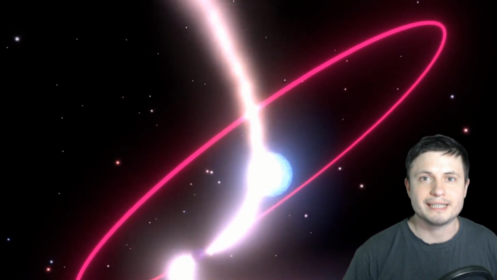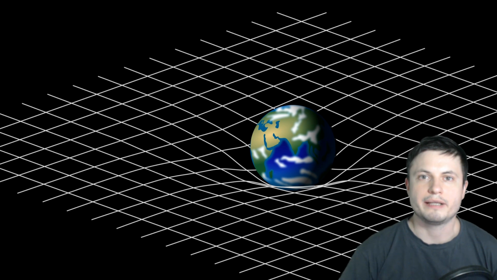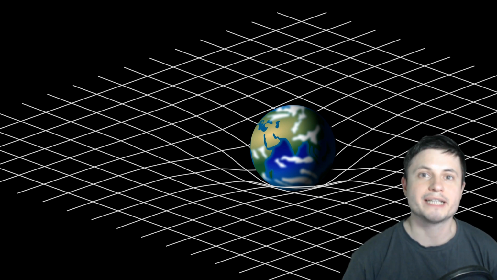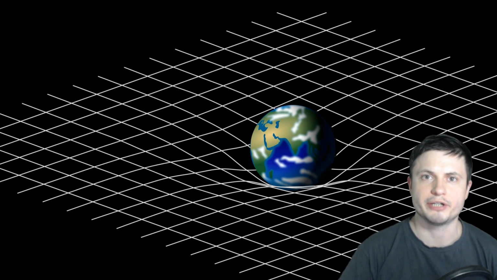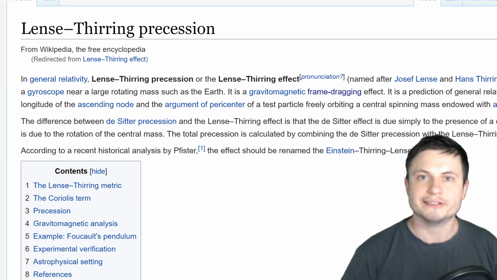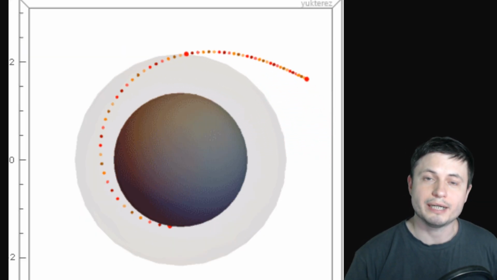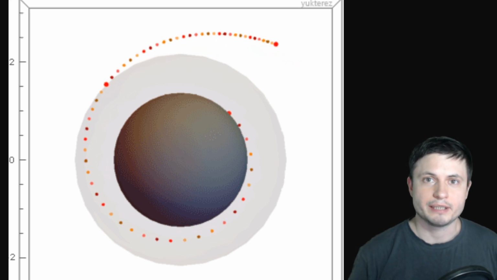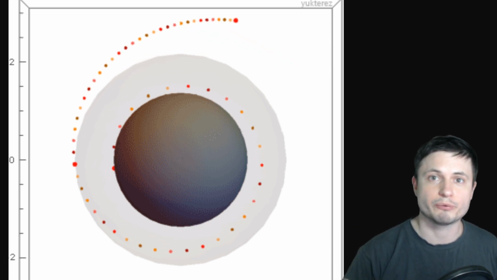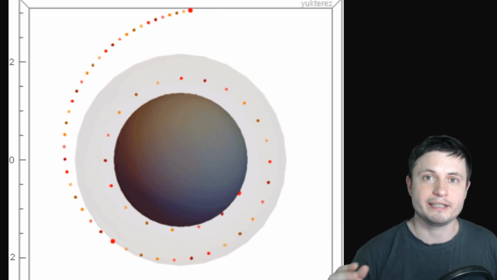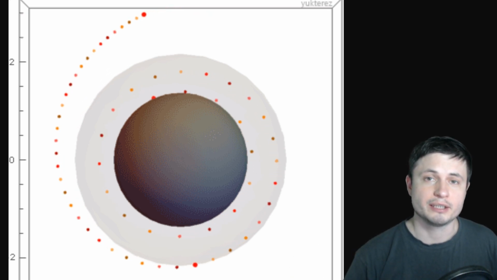So what exactly is so-called frame dragging? The idea of frame dragging comes from Einstein's general theory of relativity. More officially, it's known as the Lense-Thirring precession, named after the two scientists who actually developed this idea back in 1918. And although it's kind of hard to imagine, it's also not really difficult to understand. Essentially, when a massive body spins around, it will drag the space-time around it with itself.